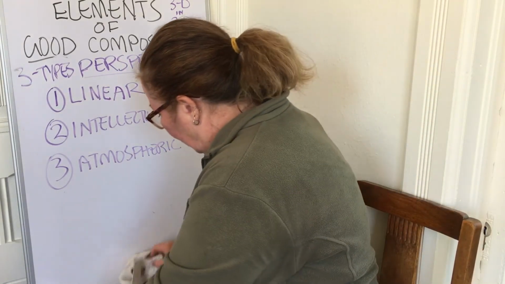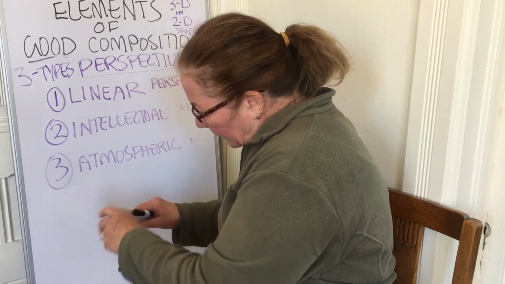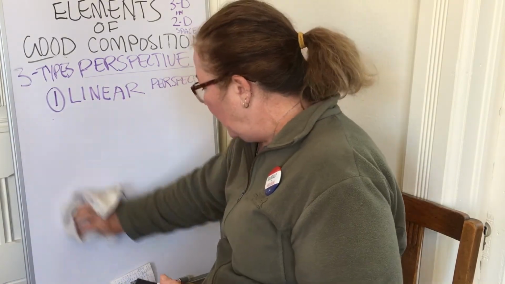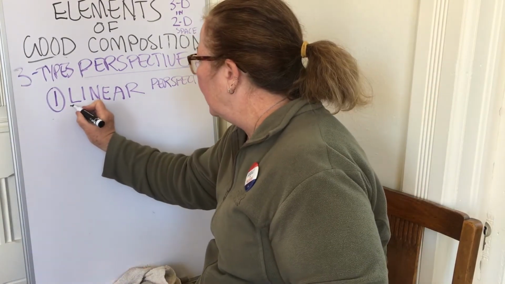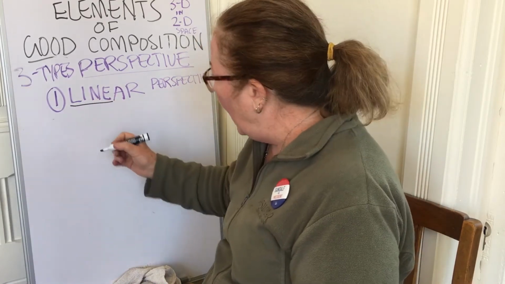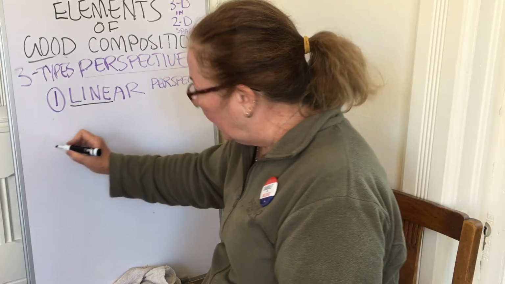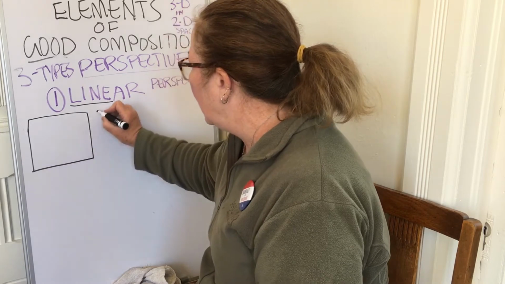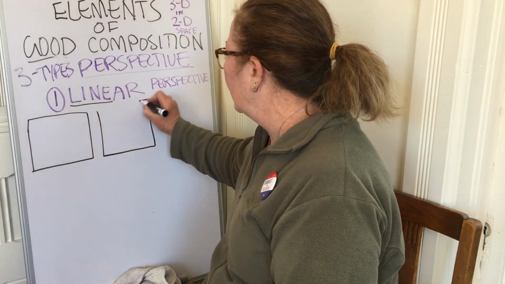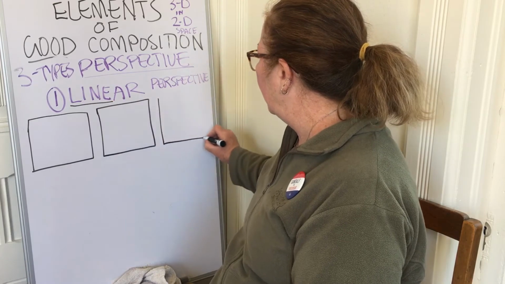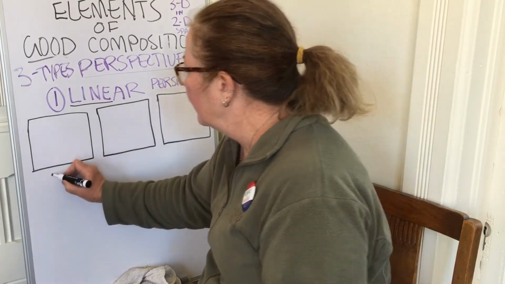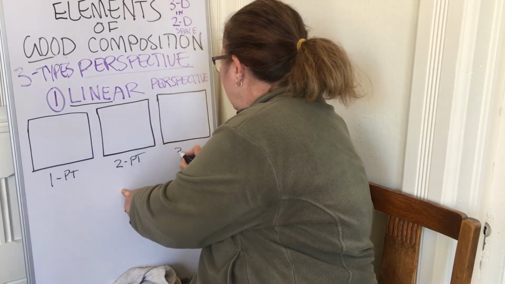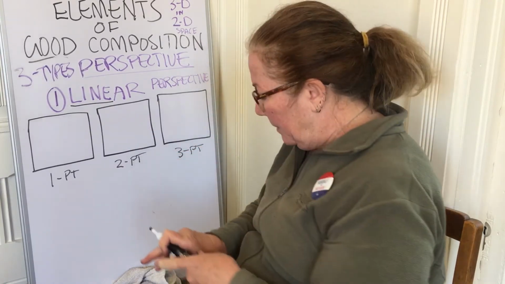So linear perspective is using line, right? That's what we're talking about here. So starting off with this, linear perspective uses line, okay? And there's three types of linear perspective, right? There's 1 point, 2 point, and 3 point perspective. So let's see what that means.